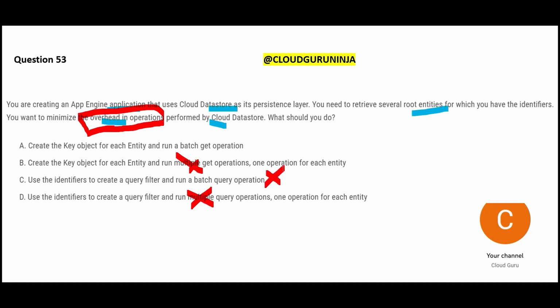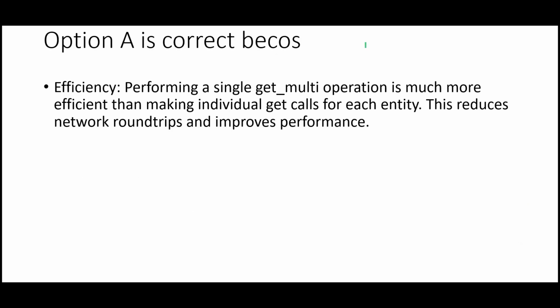Then what is the correct answer in this case? Option A. We will create a key object for each entity and run a batch get operation. Now you might say, boss, why is this beneficial? Because you will fire one get multi operation, which is much more efficient than making individual calls for each entity again and again. If you make those repeated calls, what happens? It increases the network round trips and decreases the performance. That's why we fire it once.